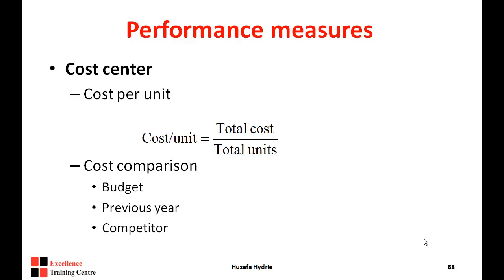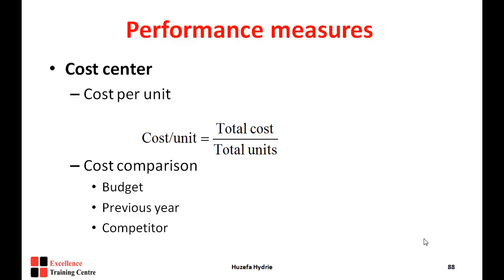The third one is the competitor. Two competitors are there, Unilever and P&G. So, when P&G would be making a product, they would be comparing their cost with Unilever, so that they should make at least the same profit that the competitor is making, isn't it? And then you can have a valid kind of comparison as well.